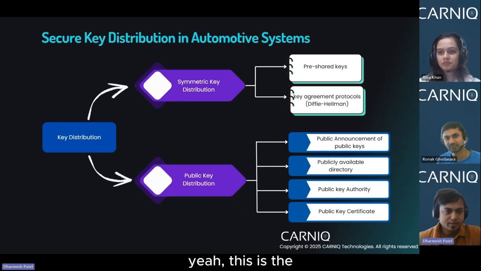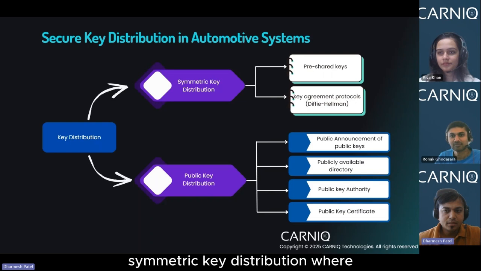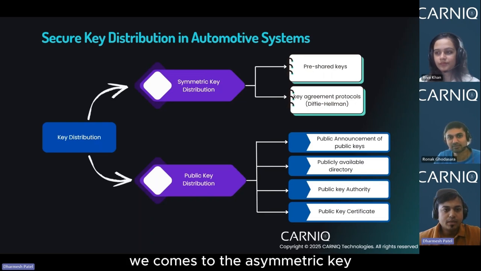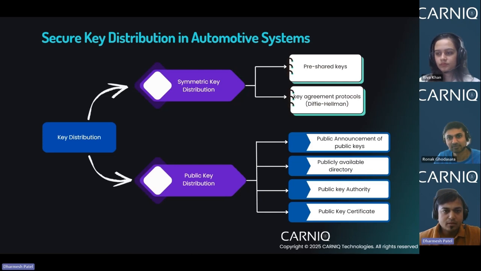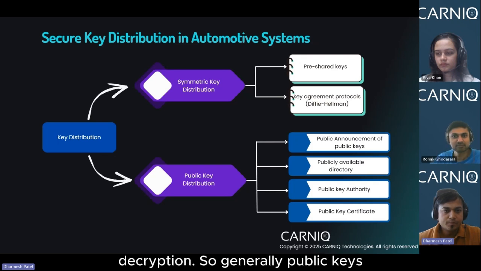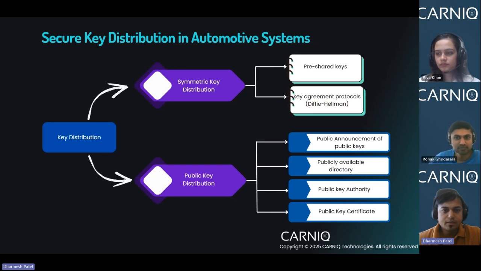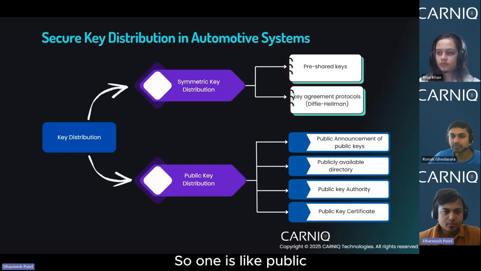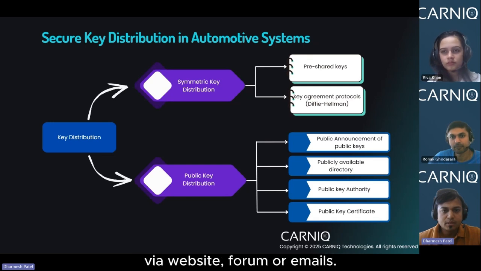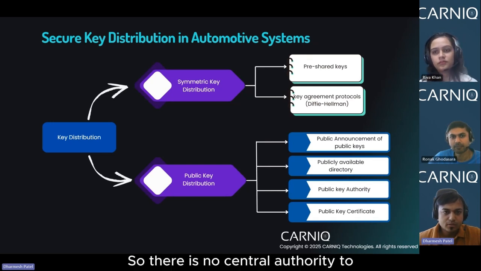So yeah, this is the symmetric key distribution. Now we come to the asymmetric key distribution. Here public and private keys are in pair, and this is used for encryption and decryption. So generally public keys are the ones which are shared publicly. Now, what are the different methods to distribute these keys? One is public announcement, where users broadcast their public keys openly, for example via website, forum, or emails. So there is no central authority to verify these keys.